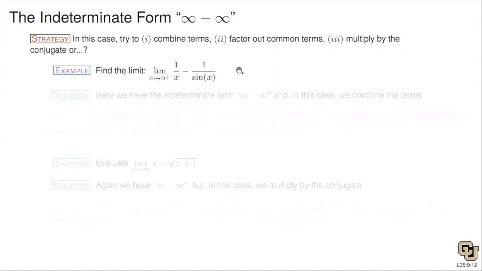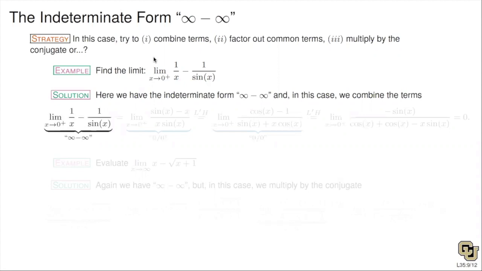So for this first problem, first take the limit. As x goes to 0 from the right, 1 over x goes to infinity. Minus, if you think about the sine of x graph, as x goes to 0 from the right, it approaches 0 from above. So this is 1 over 0 and it's positive. So this is also an infinity. So I have infinity minus infinity. That's indeterminate. In this particular case, because I have a difference of fractions, I want to combine the fractions.